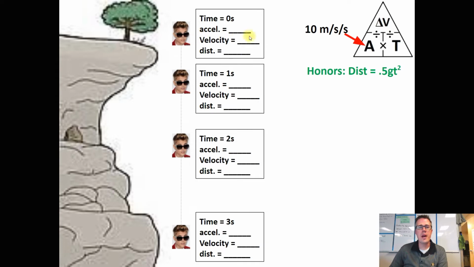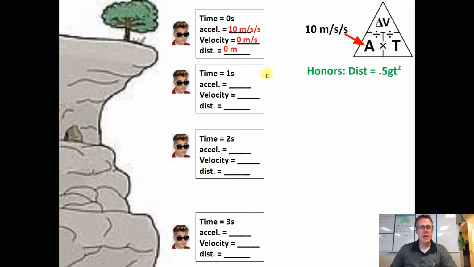So let's consider what happens to him right at time 0. This is the moment he's been pushed off, but he hasn't started to move just yet. He's just been pushed over the edge. The acceleration of gravity on this planet is 10 meters per second per second. It's never going to change, at least not on this planet. So his velocity, because he's just been shoved off, is 0. And if you plug everything into the distance equation, he hasn't gone anywhere yet. So 0 meters per second, or 0 meters is what it should say, so far.